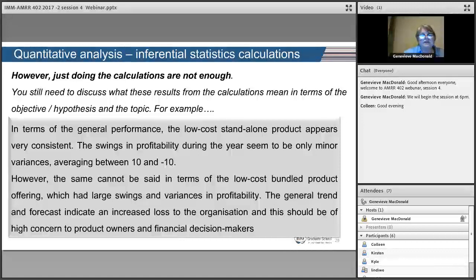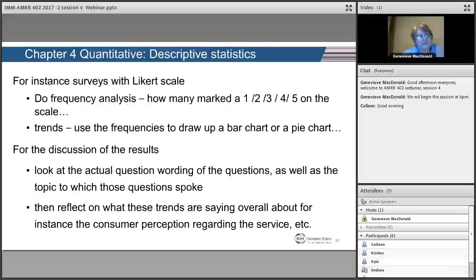So in terms of that particular answer then, you have this discussion here, and you see that the person has discussed the cost of the standalone products is very consistent, the swing in profitability, but the same cannot be said in terms of the bundled product, etc. So you see, it's not just left with the statistics from the statistical test results. You have to actually explain it in terms of the question and in terms of the objective for the study.